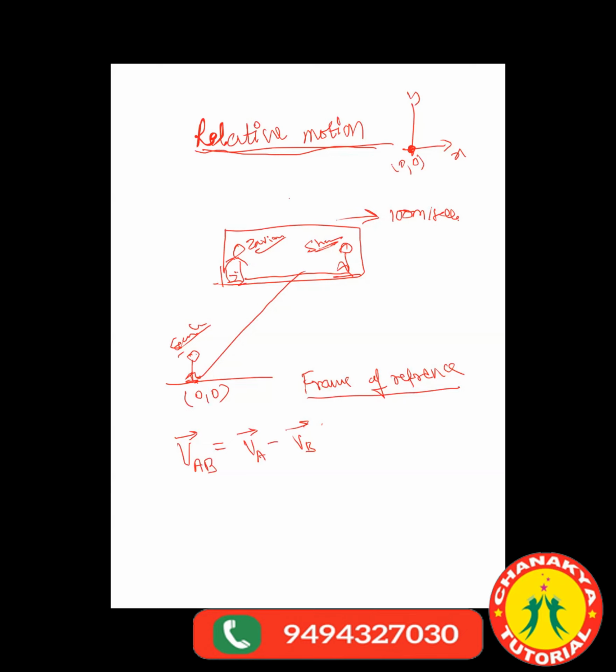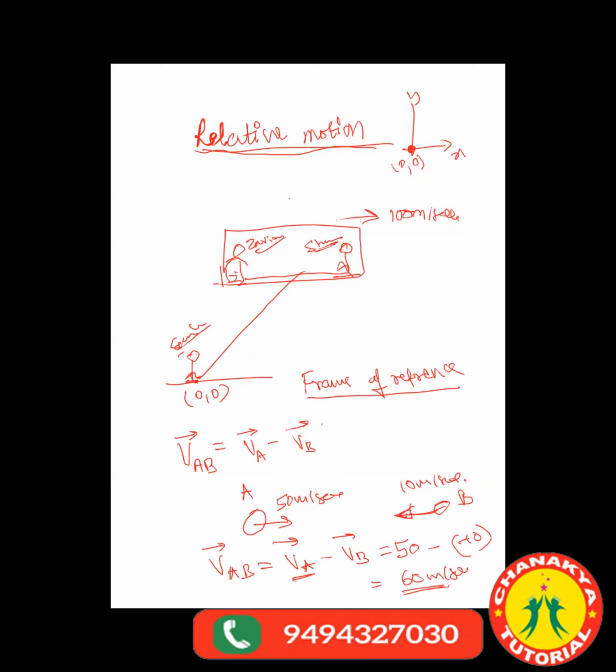For example, if there is a ball which is moving with 50 meter per second and one more ball is coming towards it with 10 meter per second, let's say this is A and this is B, what is the velocity of A with respect to B? So it will be 40? No, it will not be 40. Velocity of A is 50, minus velocity of B, which is in negative direction, so it is minus 10. This is 60 meter per second. It will not be 40, right?